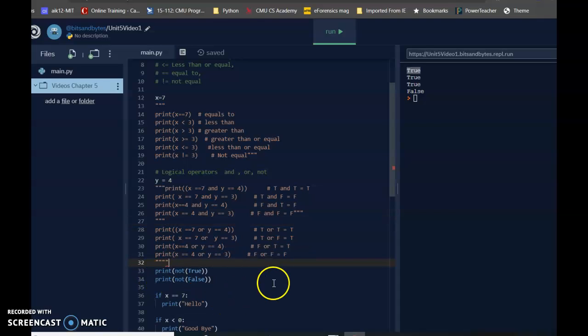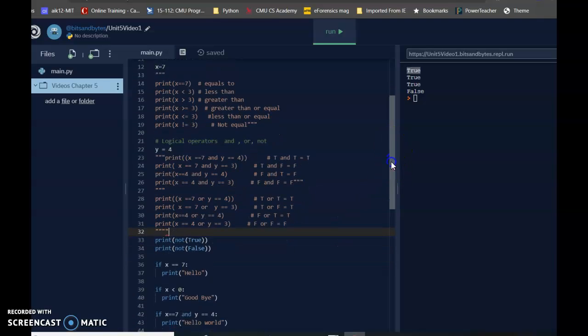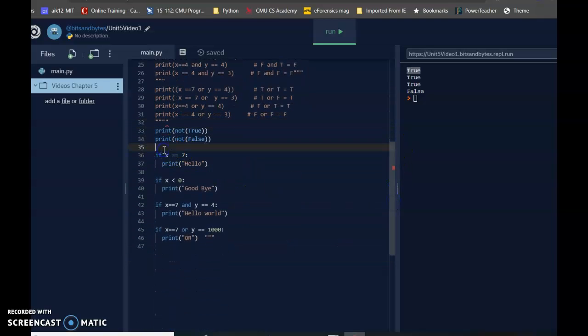Next, we're getting into what I call your not operator. And here we have not true, not false. And I put one too many quotes, I'm sorry. Okay, so here I have, if it's not true, then it's false. And if it's not false, then it is true. Okay, so that's how that works.